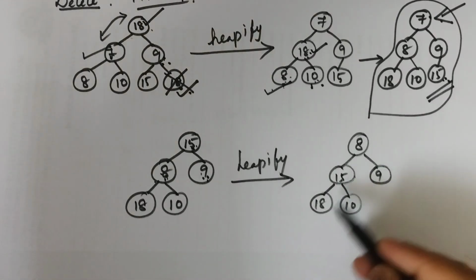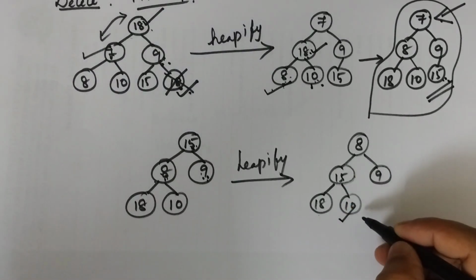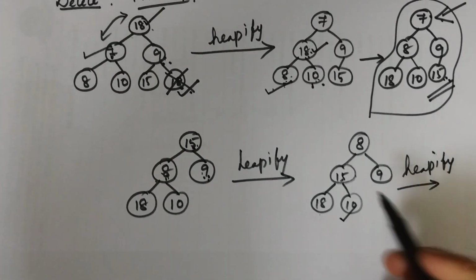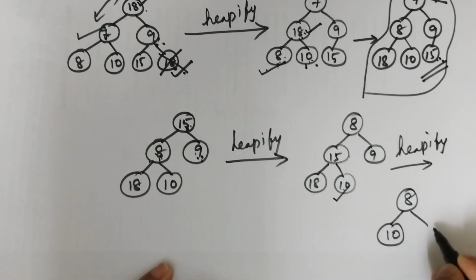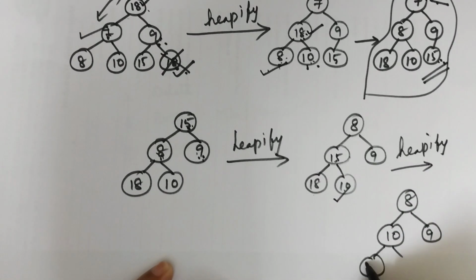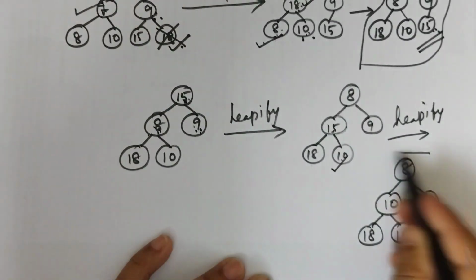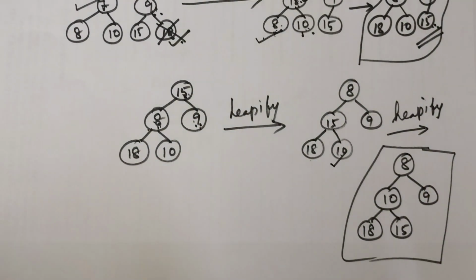Now after swapping, you also need to compare this node with its children. If you compare 15 with its children, again it is violating the property because 10 is lesser than 15. So again you need to perform the heapify operation and swap these two values. If you swap, the root will be 8, you will be swapping 15 with 10, and the left side will be 18 and the right side will be 15. After this, this will be your final heap data structure, the minimum heap tree. This is what the operations of a heap are.